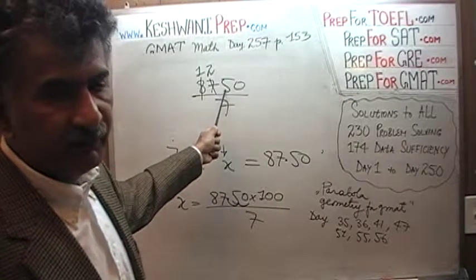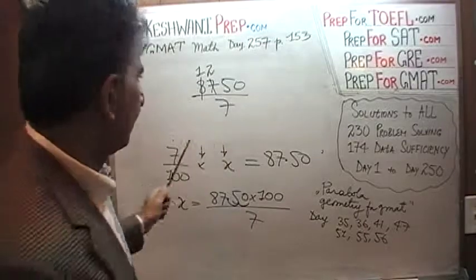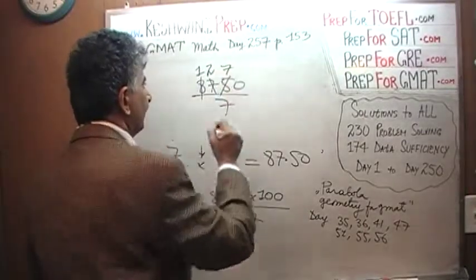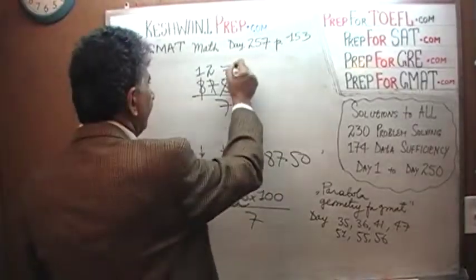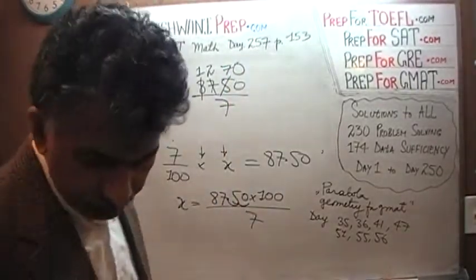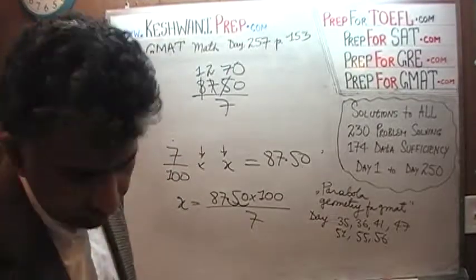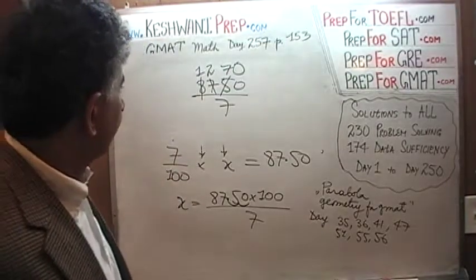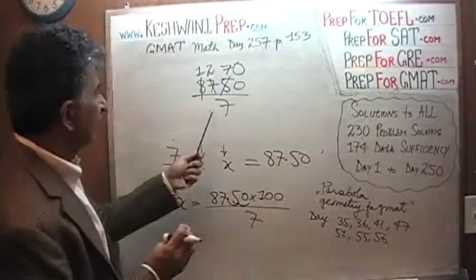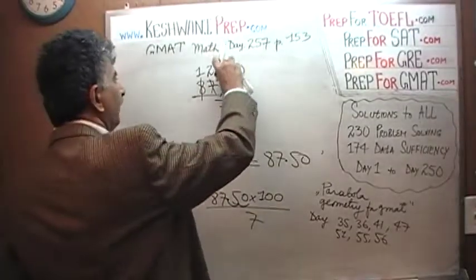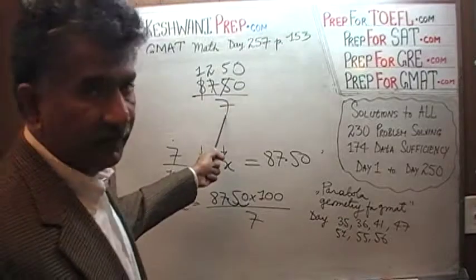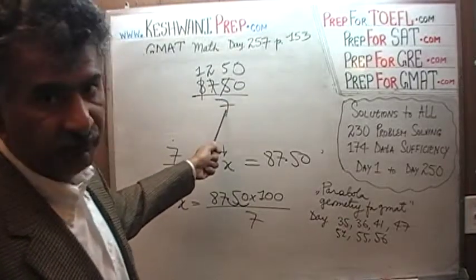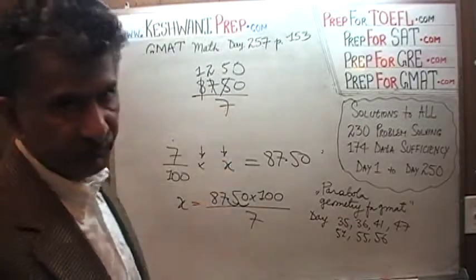How many sevens in a 35? 7 5s are 35. That's it. How many sevens in a 0? None. That's it. So the answer is 7 5s. We are dividing it by 7. We need 5 here. 35 is made up of 7 times 5. 35 divided by 7 is 5. So the answer is $12.50.